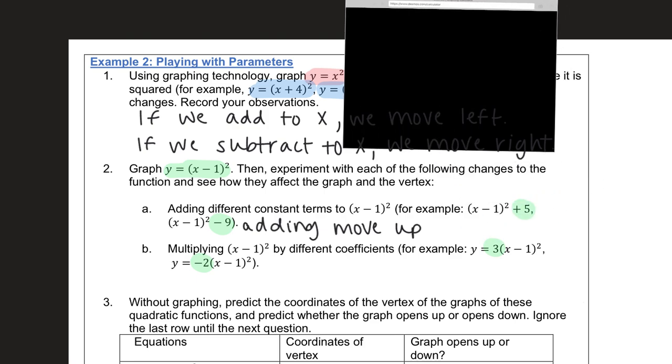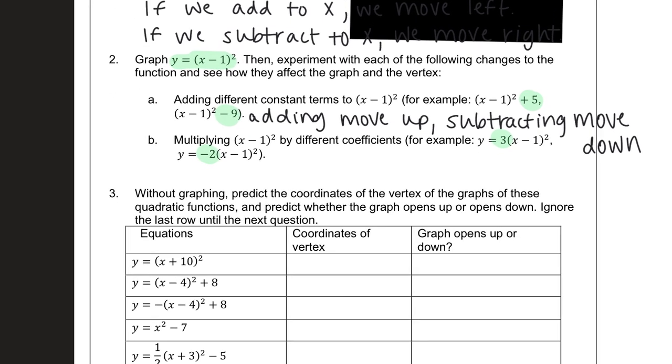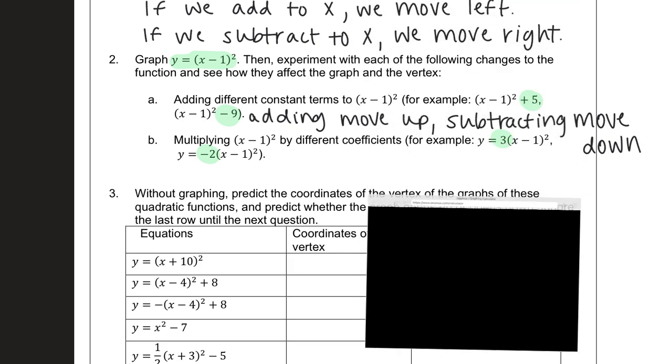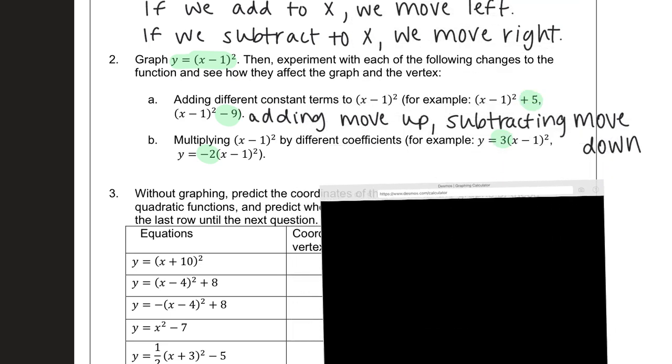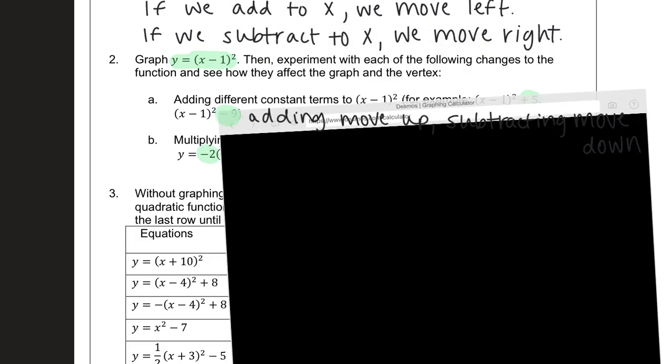And subtracting, we move down. So same vertical shift that we had before. And then if we look at multiplying with some different coefficients, we are going to take, let's see, we have 3 and negative 2.